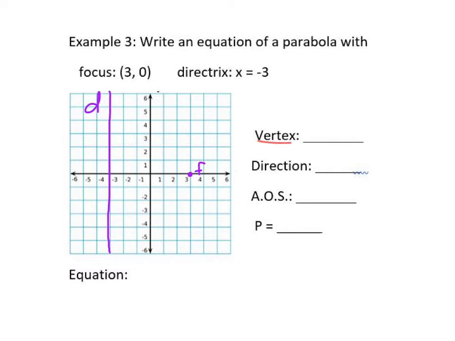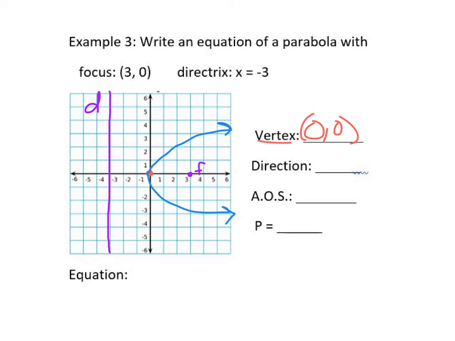My vertex is going to be halfway between the focus and directrix, which puts me at the origin again. It's not always at the origin, but it happens quite a bit. Alright, then I can draw my parabola. I know my parabola can never cross through the directrix, right? It needs to go around the focus. You can pretend like you're playing Pac-Man, right? Pac-Man needs to eat the dot, which is the focus.